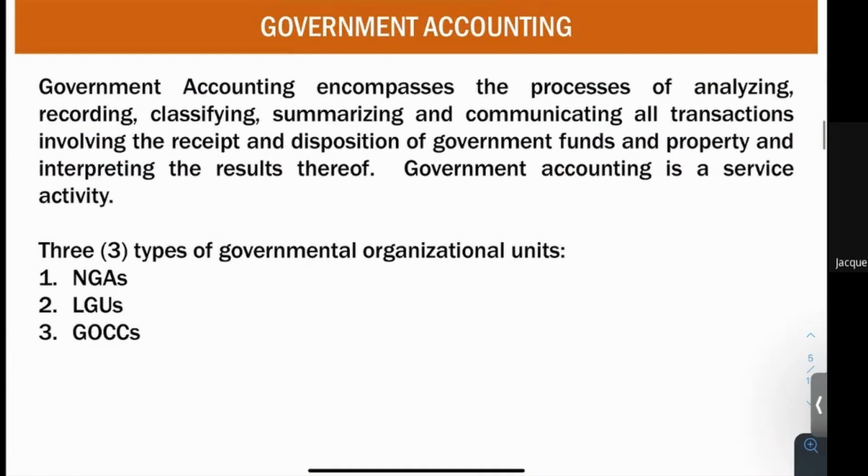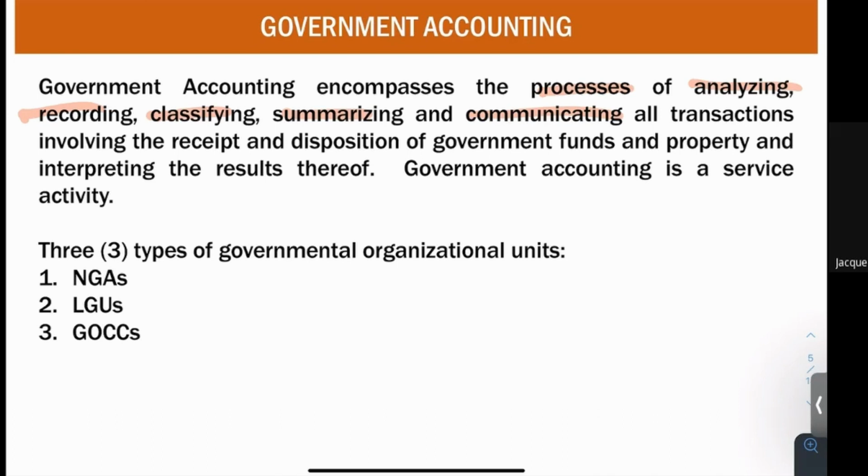Next, we discuss now government accounting. So, how do we define government accounting? Government accounting is defined under the law this way: government accounting encompasses the processes of analyzing, recording, classifying, summarizing, and communicating all transactions involving the receipt and disposition of government funds and property and interpreting the results thereof.